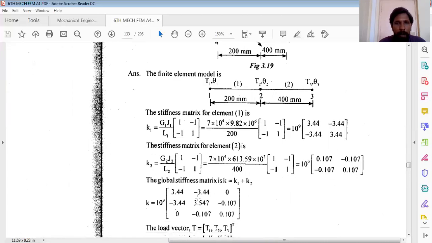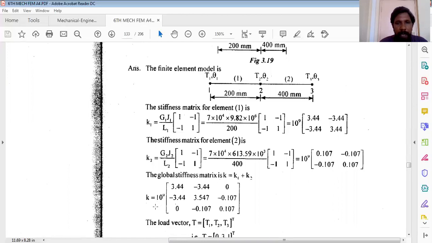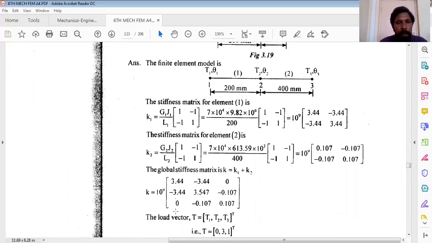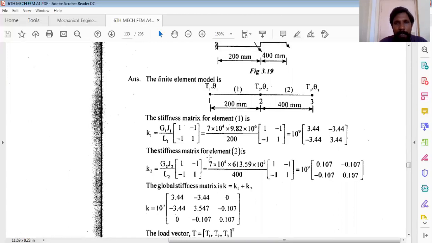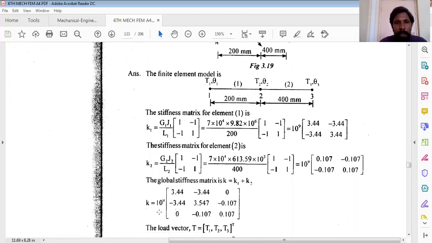The third step is to have the global stiffness matrix, that is assembly of the two stiffness matrices, therefore K is equal to K1 plus K2. Globally, as there are three nodes with 3 degrees of freedom in terms of theta 1, theta 2, theta 3, consider a blank 3 by 3 matrix wherein we have 10 power 9 as common, corresponding to theta 1, theta 2, theta 3 in rows, and in columns also corresponding to theta 1, theta 2, theta 3.